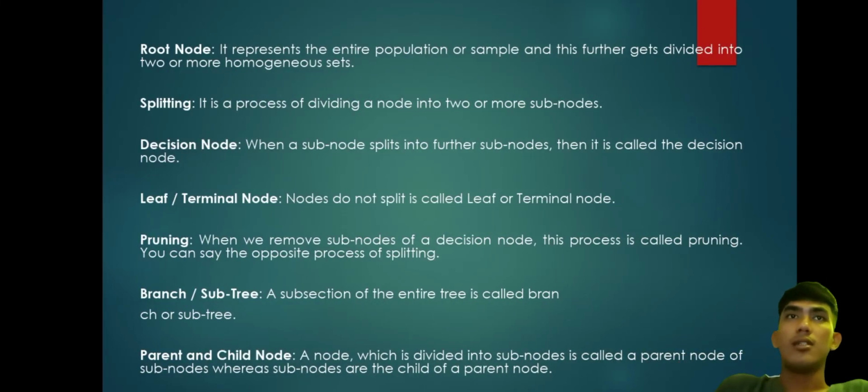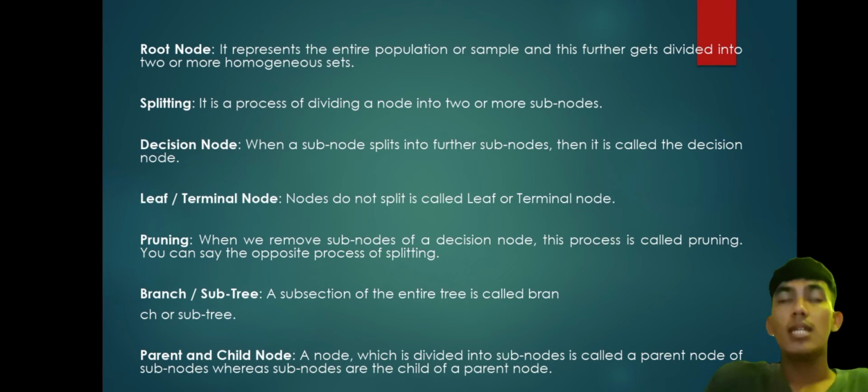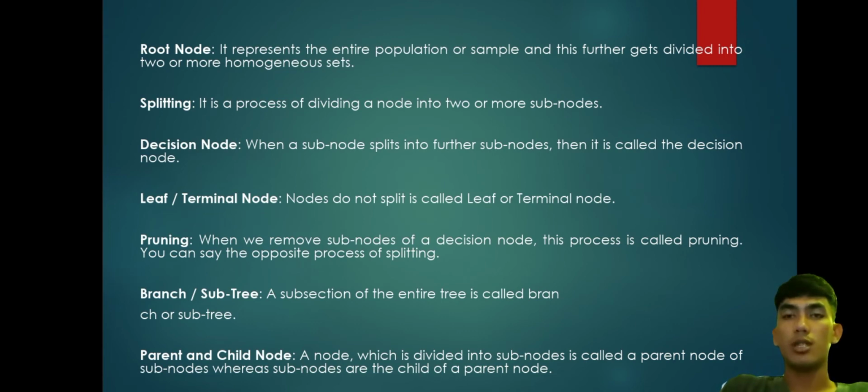First, root node. It represents the entire population or sample, which gets divided into two or more homogeneous sets. Next, splitting. It is a process of dividing a node into two or more subnodes. Next, decision node. When a subnode splits into further subnodes, then it is called the decision node. Next, leaf or terminal node. Nodes that do not split are called leaf or terminal nodes.